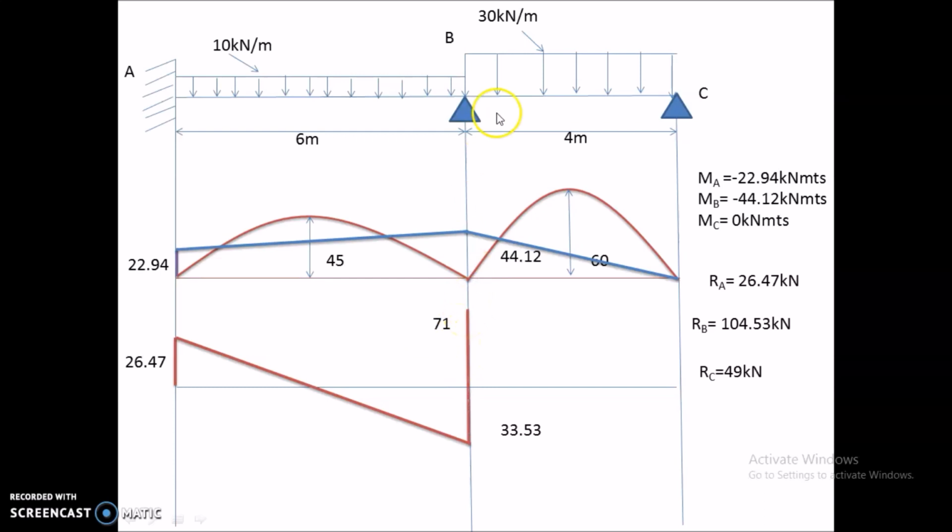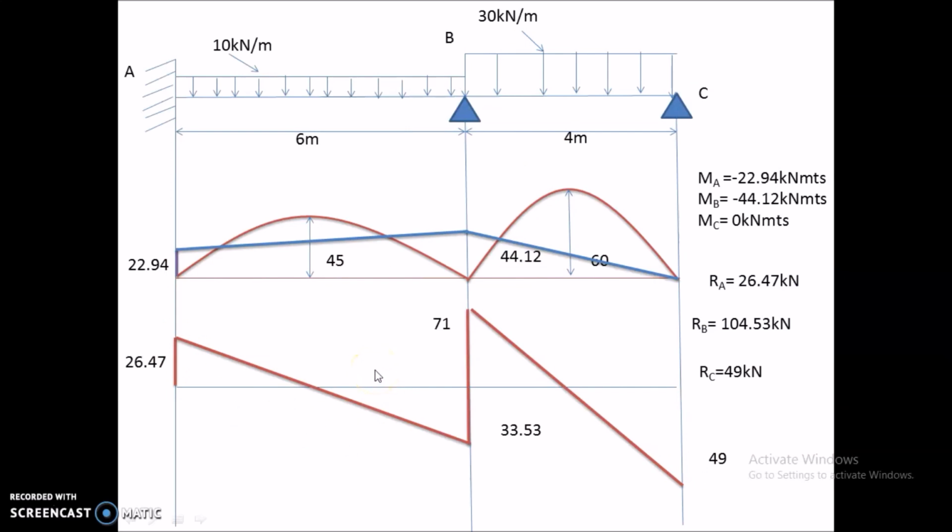Now again it is acting with UDL, so I need to subtract this value from here, and the shear force diagram will be a varying line. 71 minus this 30 into 4, that is 120, gives me minus 49. This is our shear force diagram.